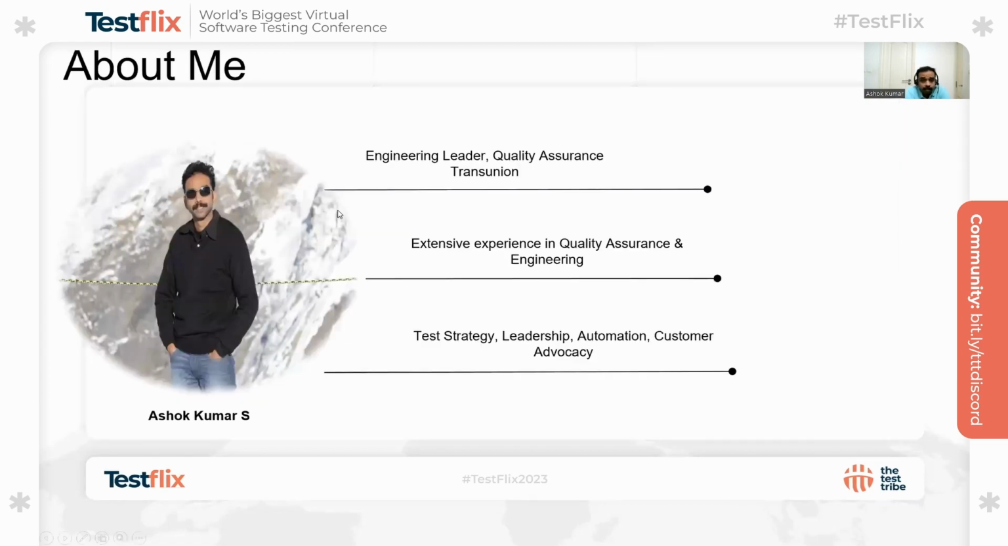I have extensive experience in quality assurance and engineering, and I've been in the testing world for close to 2 decades now. My area of interest within testing was around test strategy, leadership, automation, and customer advocacy.